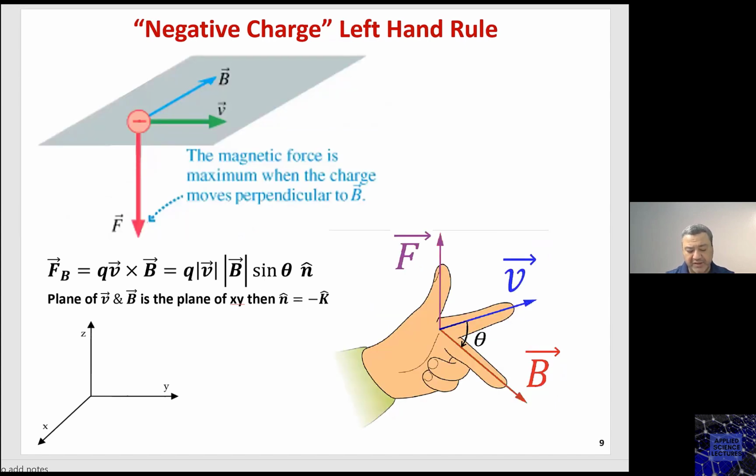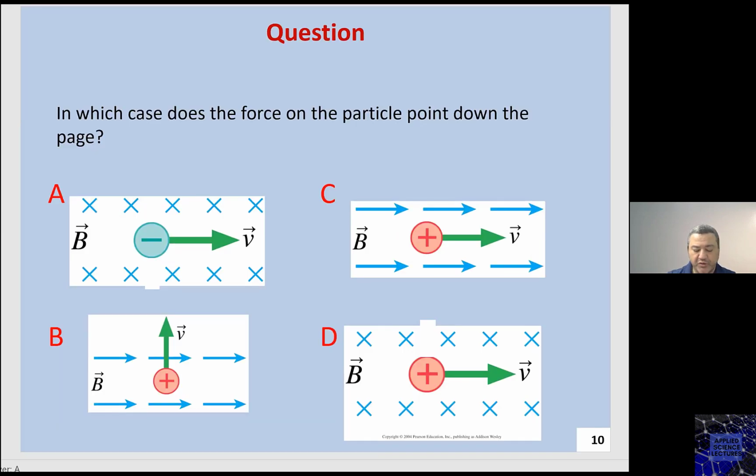Try the negative. This is a negative charge going in this direction, velocity. Here we have 90 degrees, which is basically expecting a maximum magnitude. So if you use your left hand rule, you will see that put your index toward V, middle finger for the B, you will see that the force is going to be pointing downward, which is, in this case, n hat is going to be minus k hat.